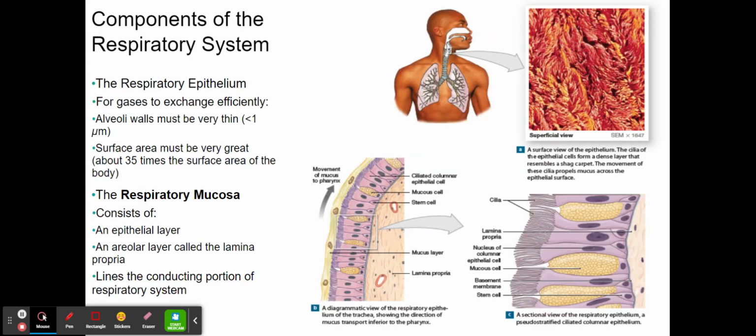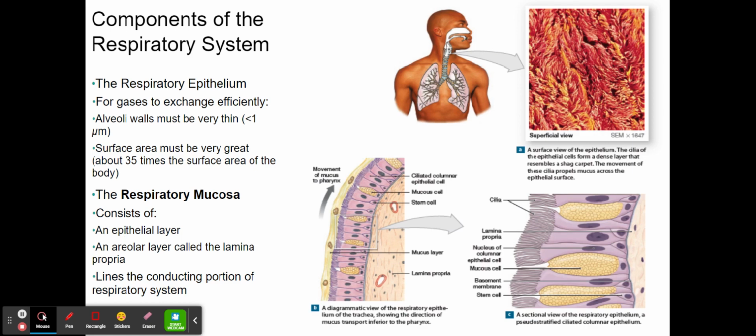To meet the metabolic requirements of peripheral tissues, the surface area for gas exchange in the lungs must be very large. It's about 35 times the surface area of your body. Estimates of the surface area involved in gas exchange range from about 70 meters squared to about 140 meters squared, or about 730 feet to about 1,506 feet or so.